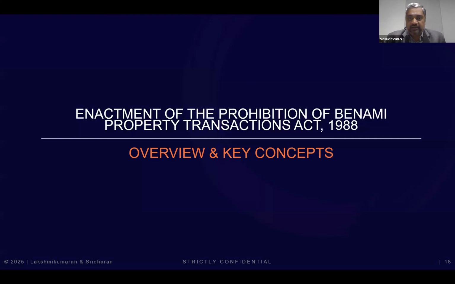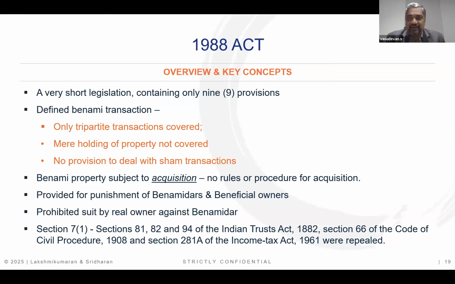Now, the 1988 Act, initially the ordinance which was then converted into an act, was a very short piece of legislation containing only about 9 sections. It contained a very simplistic definition of Benami transaction, which talked about a tripartite arrangement, the classical definition of Benami, where one person pays the consideration for acquisition of property, but the property itself is acquired in the name of the Benamidar. So that kind of typical tripartite arrangement was covered. Also, the definition talked about the aspect of transfer of property; the aspect of holding of the property for the benefit of a beneficial owner was not covered initially.